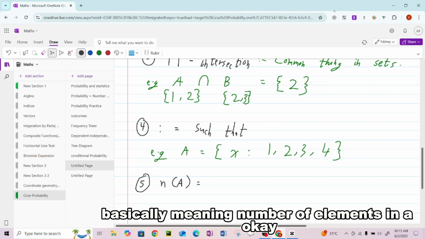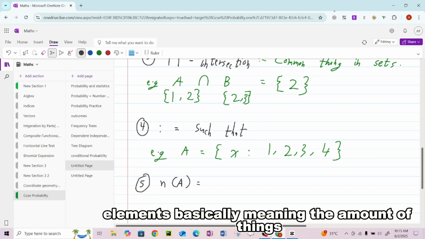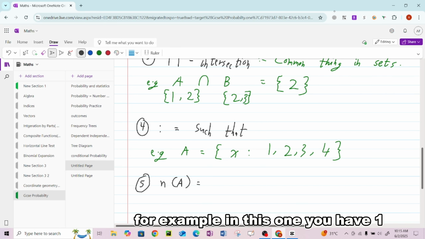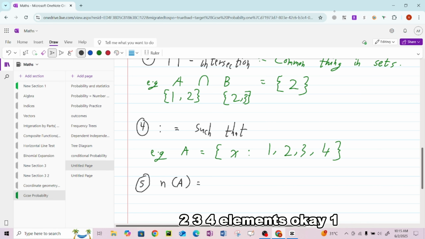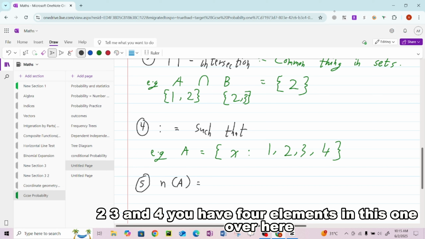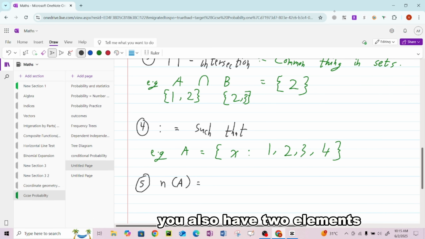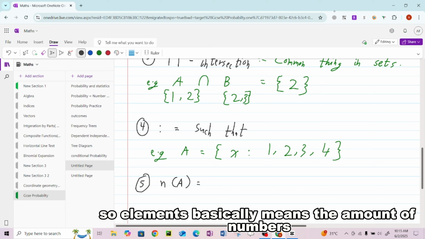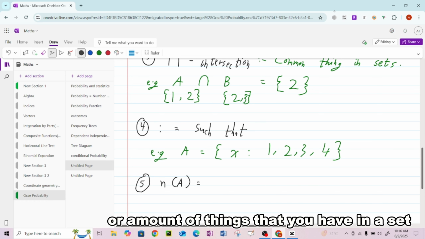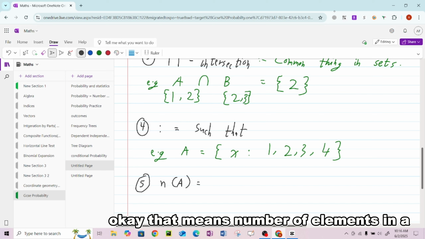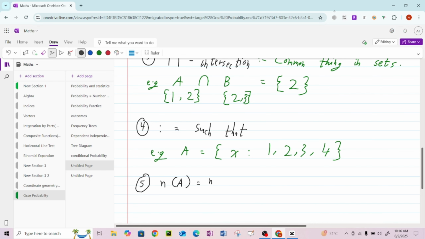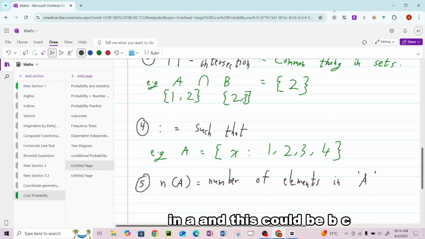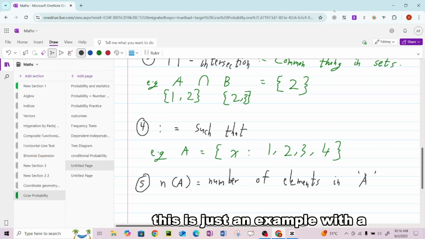Now the next one you have is this one, N(A), basically meaning the number of elements in A. Elements basically means the amount of things. For example, in this one you have 1, 2, 3, 4 elements. In this one over here you have 2 elements, and in this one over here you also have 2 elements. So elements means the amount of numbers or things that you have in a set. That means number of elements in A, and this could be B, C, D, any set. This is just an example with A.